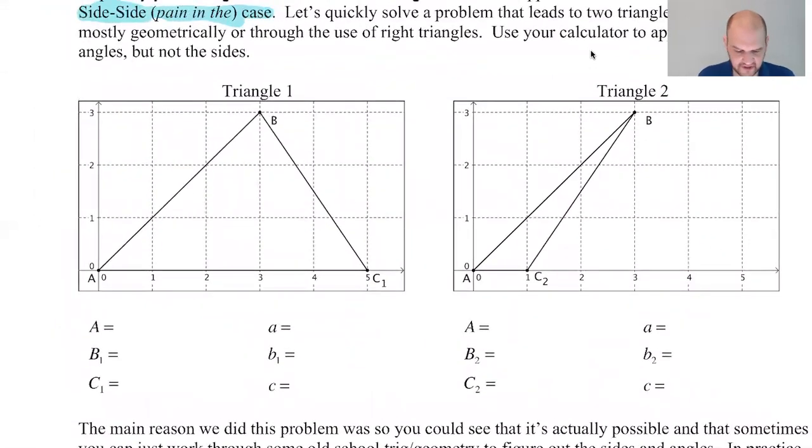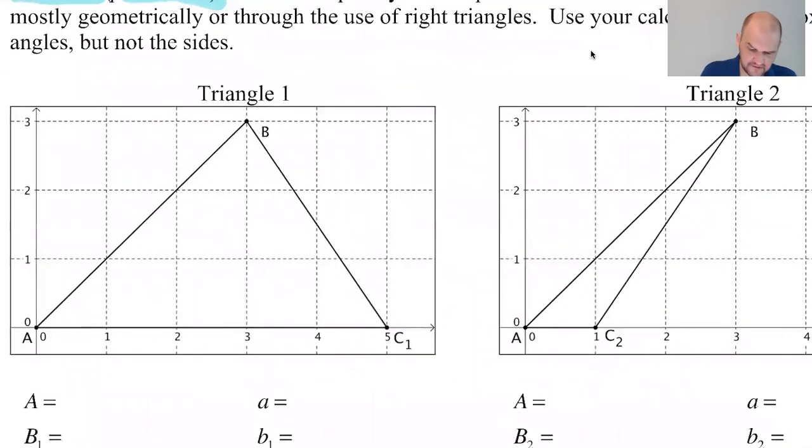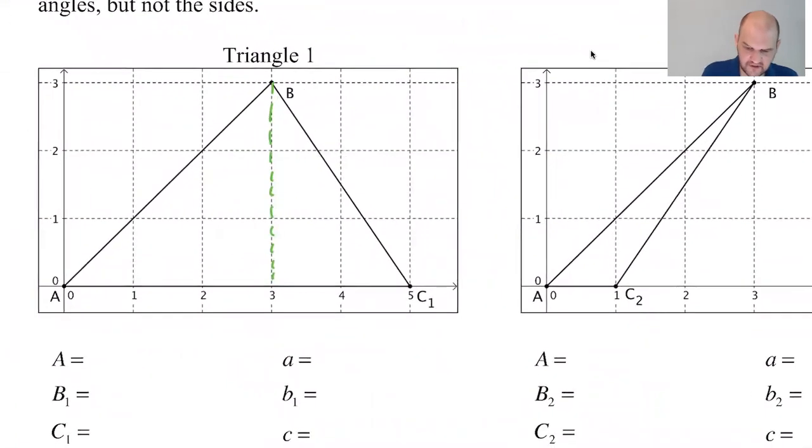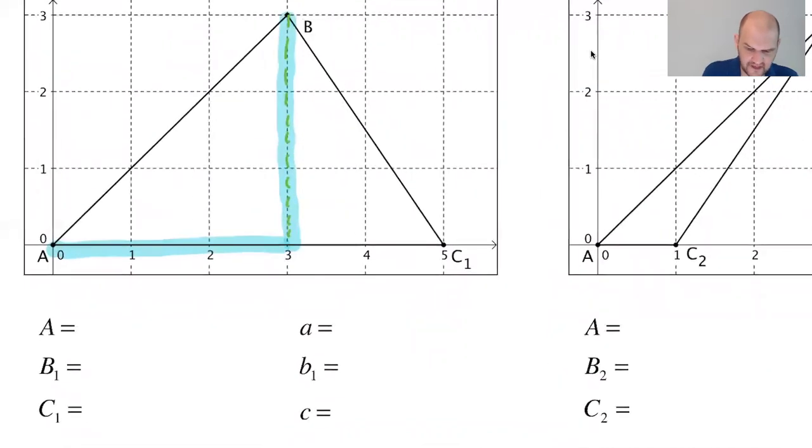So we have two different triangles, and the first thing I'm going to do is drop an altitude here, so that I can break this up and just think about it. So here, if you look at it, this is 3, and then this is 3. So I automatically know that angle A is 45, right? It's 45, 45, 90. So this is definitely 45.